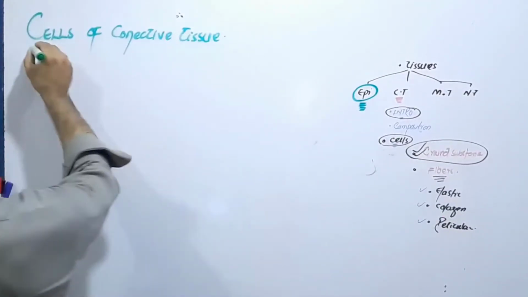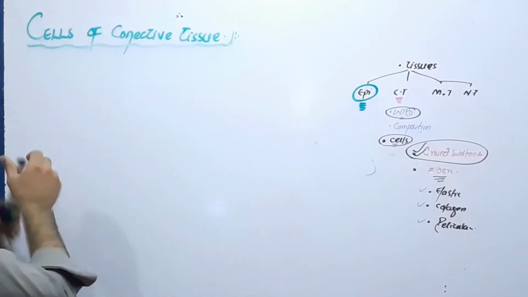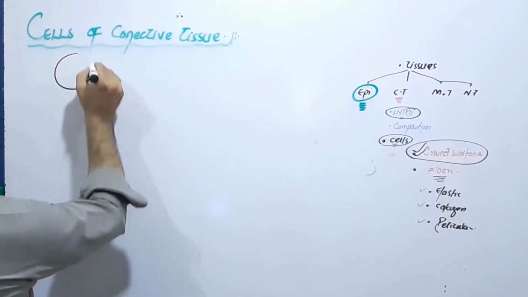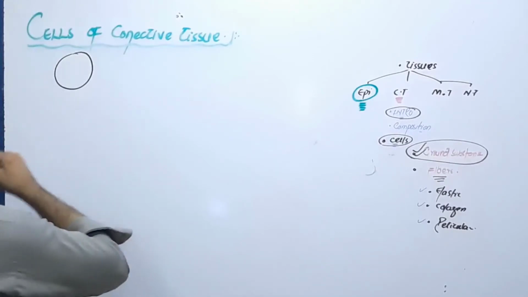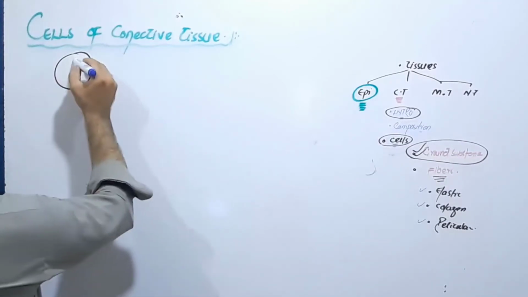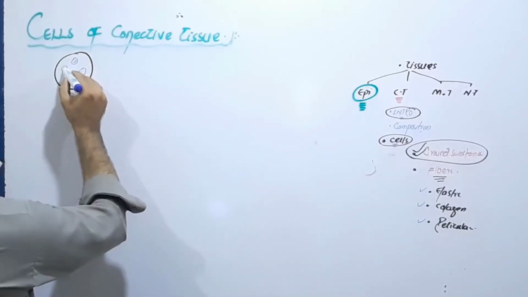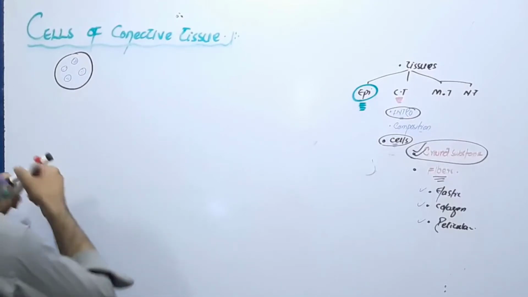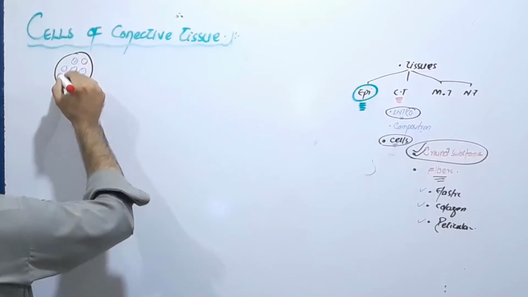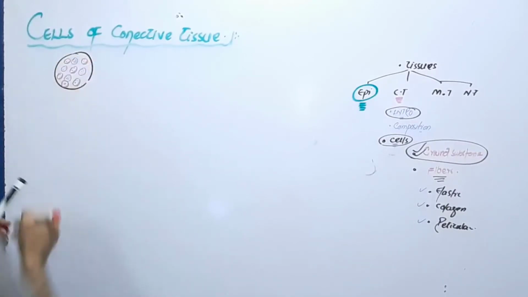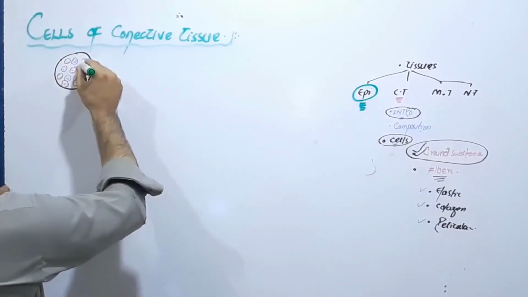Okay friends, before going to cells, let me first introduce you again a little bit. For example, this is a very small piece of connective tissue that I have taken from my body, right? What will be here? There will be different types of cells present in this little piece of connective tissue, and I will discuss all these cells in detail right now. There are cells, then there are fibers in this connective tissue.